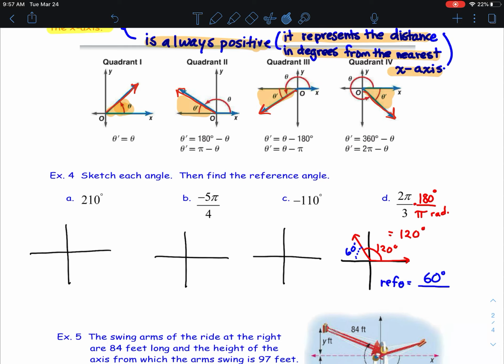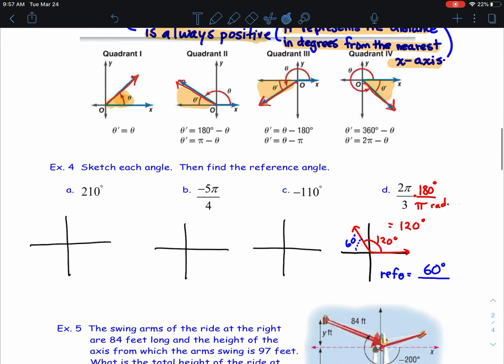Okay, so looking down here at example 4a, we are asked to sketch a 210 degree angle. Now this is positive. That means we're going to go in the direction that is counterclockwise. I'm going to start with my terminal ray here. I know every quadrant holds 90 degrees. So if I'm going to go, here's 90, here I've gone 180.